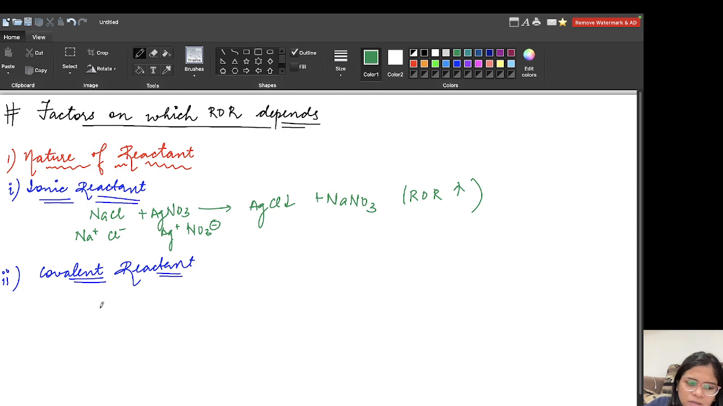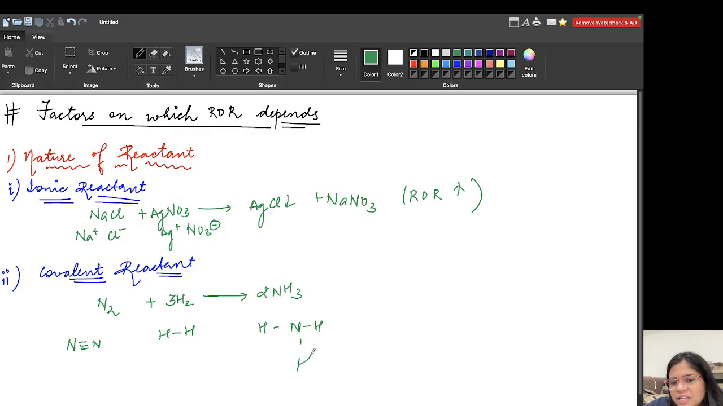For example, you have N2 + 3H2 giving you 2NH3. See here, bond is breaking and bond formation is taking place. So it takes time to break the bond and form a new bond. So wherever a covalent reactant is present, it will take some time, so the rate of reaction will be comparatively lower.